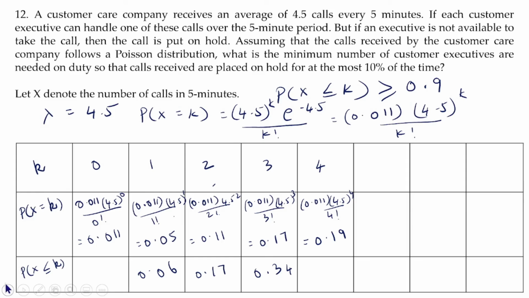Now the probability of x less than or equal to 4 will be the sum of all these, which is 0.53. Now we need to know whether this value is greater than or equal to 0.9 or not. We need to find for which value of k this value is greater than or equal to 0.9.